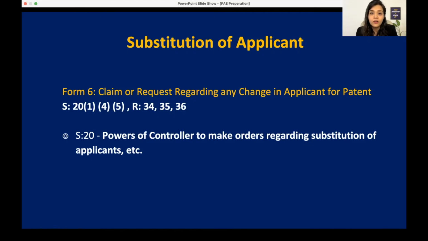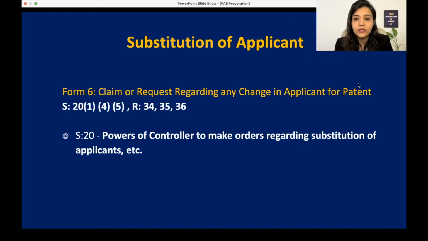And when will the controller make such orders? He will only make them when he receives Form 6. So when we read Form 6, we have to read it with section 20 and rules 34, 35 and 36. And what is the heading of Form 6? It is claim or request regarding any change in applicant for a patent. So if there is a dispute, or if there is no dispute and still the applicant needs to be changed, then also we have to submit Form 6.